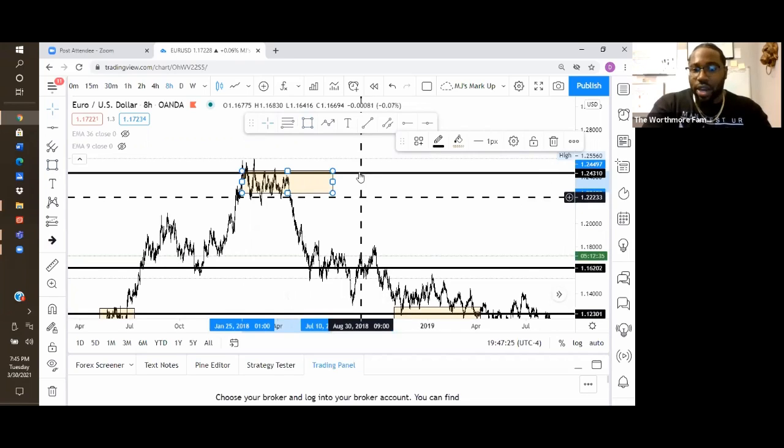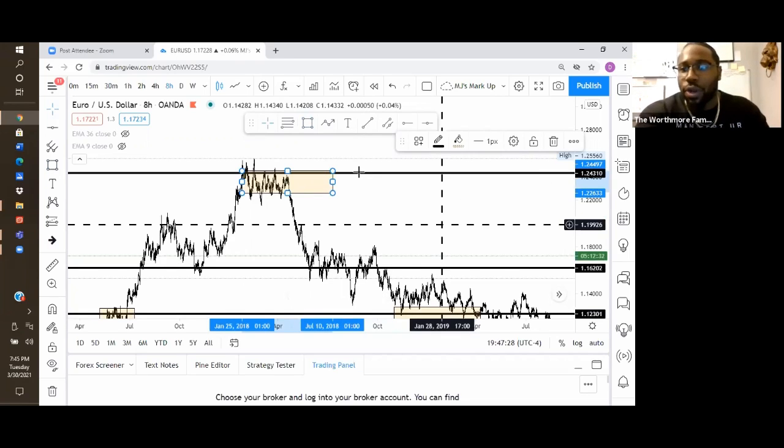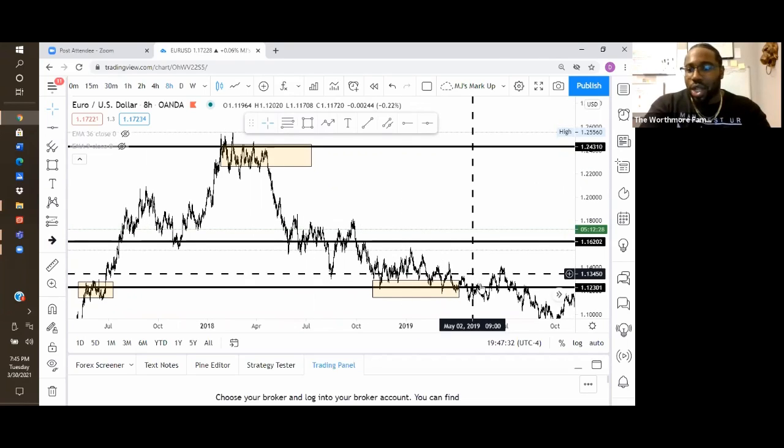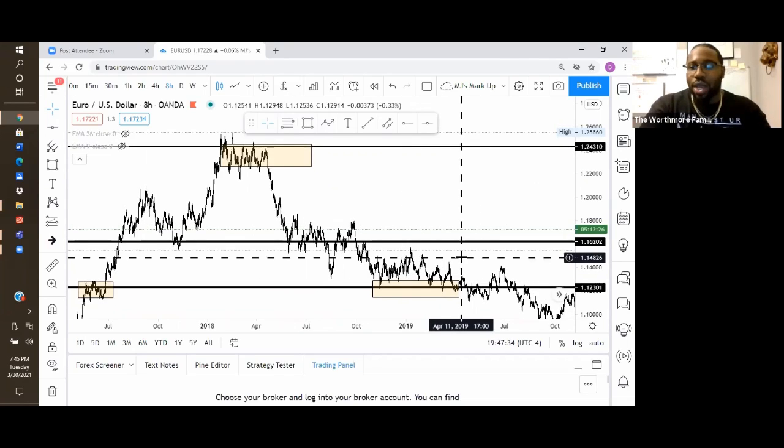And from here, so from 1.24310 all the way down to 1.12301, that's a crazy amount of pips. That's like 1,200 pips right there. Seriously, that's 1,200 pips. And if you're trading with a standard lot where you're getting paid $10 a pip, that's 12 grand. Okay, like it's that serious, y'all. It's a lot of money in these markets.